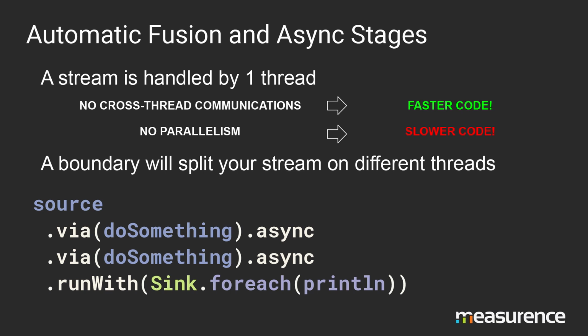If you don't want the fusion, you have to use these async calls. And at that point, each of these async will create a boundary in your stream. So in this example, there are 2 boundaries. So this stream will run on 3 actors, because there will be the first actor that will run the source and the first do something. The second actor will run the do something, and the third will run just the sink.